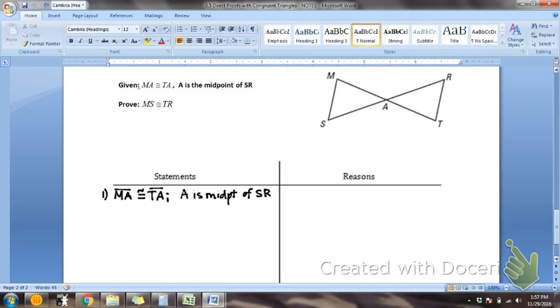And these are all segments and should have segment bars above them. I don't know why that didn't translate. Do you notice in this one, we're not ending with triangles are congruent. Do you guys notice that? That's different. And all the other ones we've ended with our triangles being congruent.